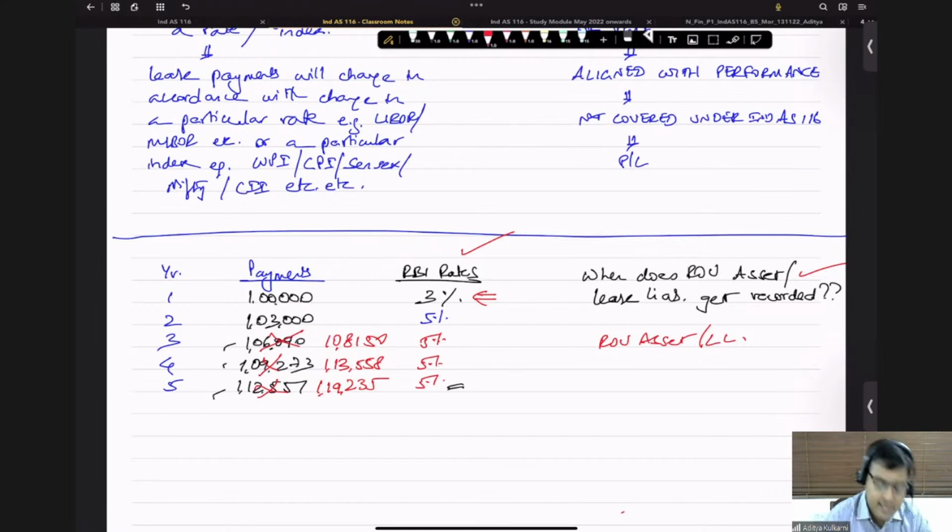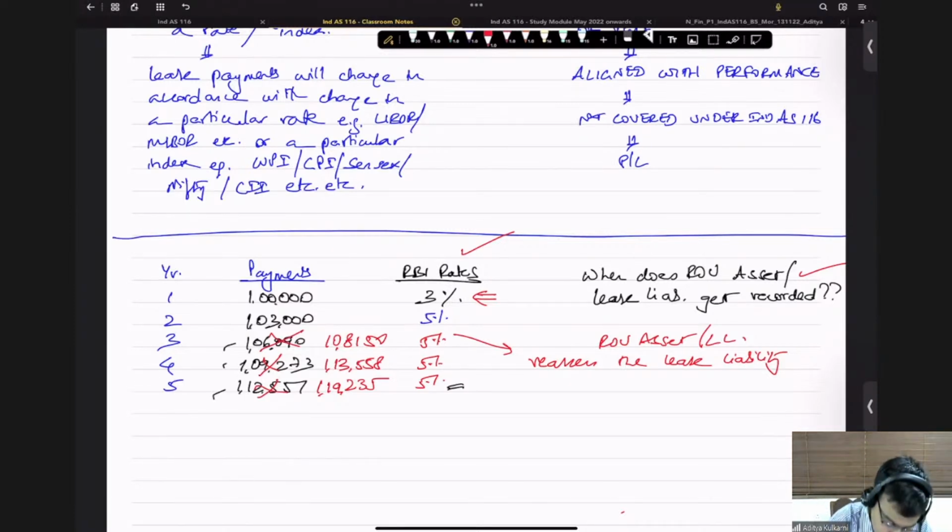And therefore, in the second year, you will reassess the lease liability. And once you reassess the lease liability, you will again have to restate the ROU asset and the lease liability on account of such reassessment. Is it okay? Yes, are you able to understand?